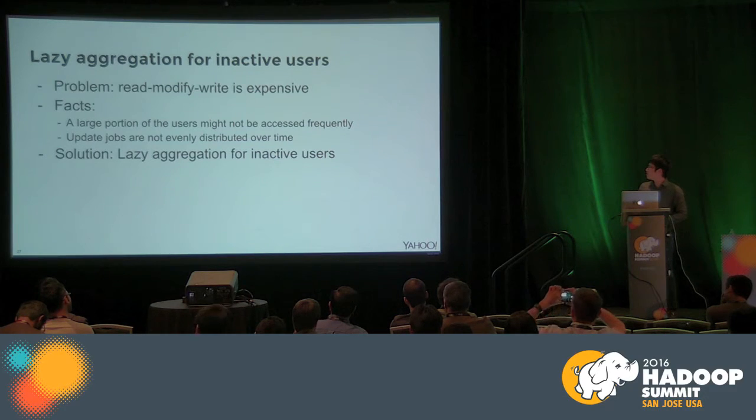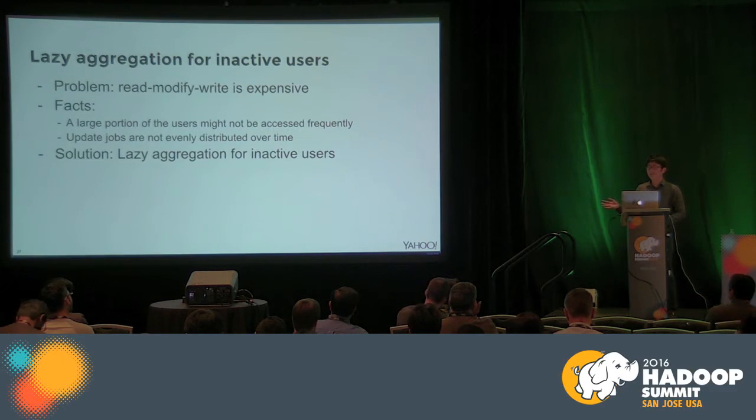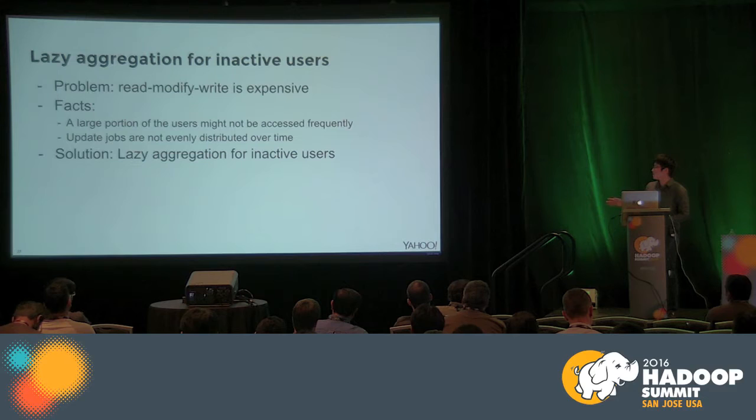So we took a second look at the table, and we found the following 2 facts. The first one is that a large portion of the users might not be accessed frequently. During ad serving, we have to provide the user profile, and not every user is frequently requested. The second one is that we have multiple jobs that update HBase, and the update jobs are not evenly distributed over time. Sometimes within some time interval of the day, we have several jobs being triggered and updating, and sometimes none of them, and the load is very low.